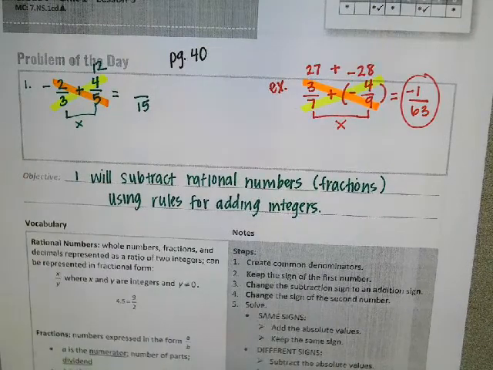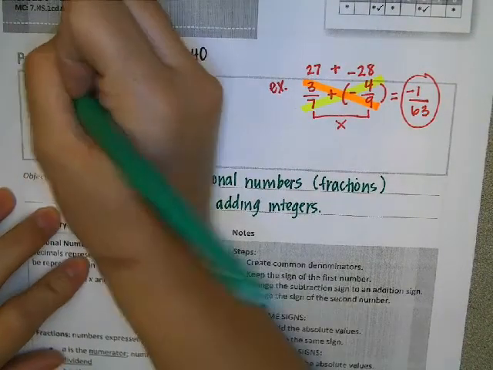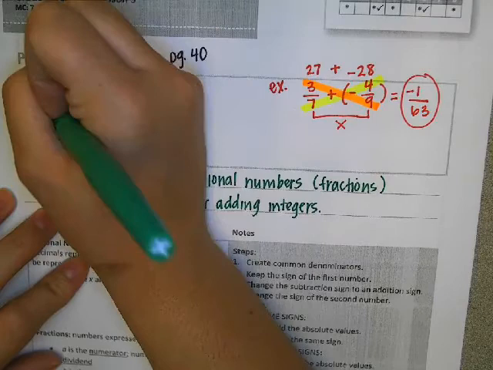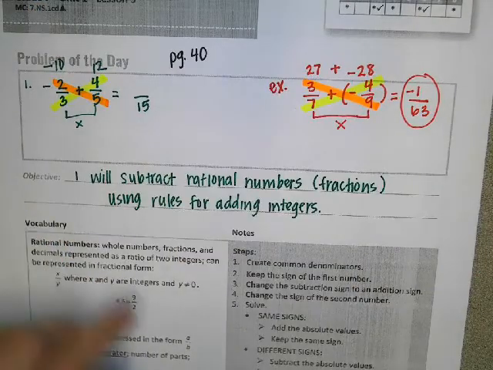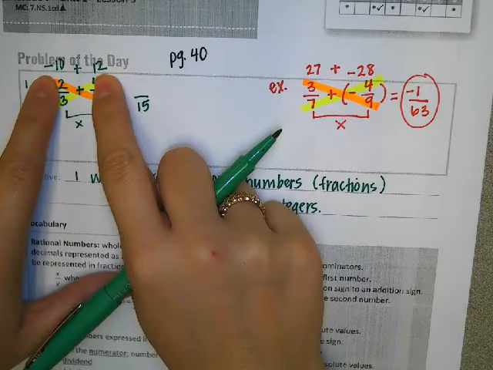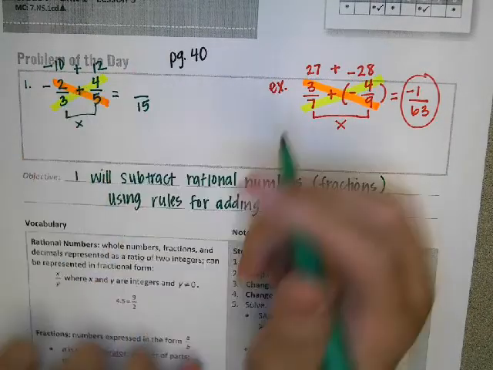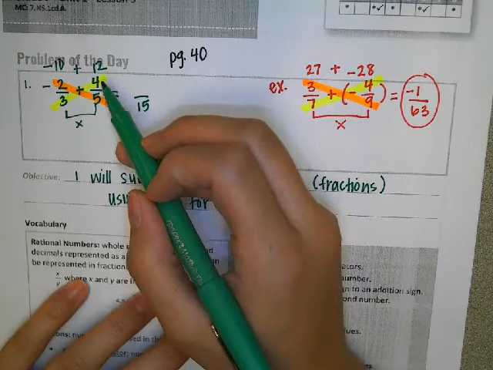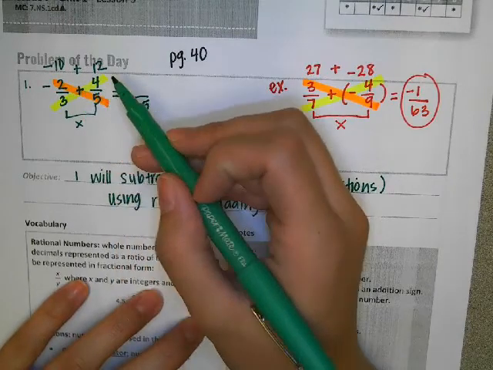2 times 5 is 10 and bring up that negative. Now you're also going to bring up your addition sign, and now you're just focusing on negative 10 plus 12. Negative 10 plus 12, we have two different signs, so subtract the absolute values.